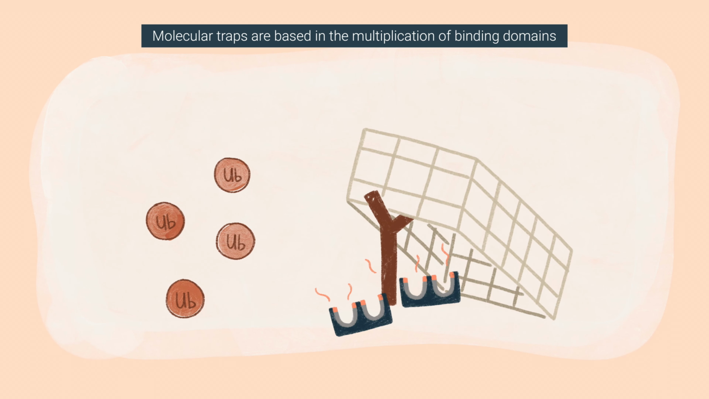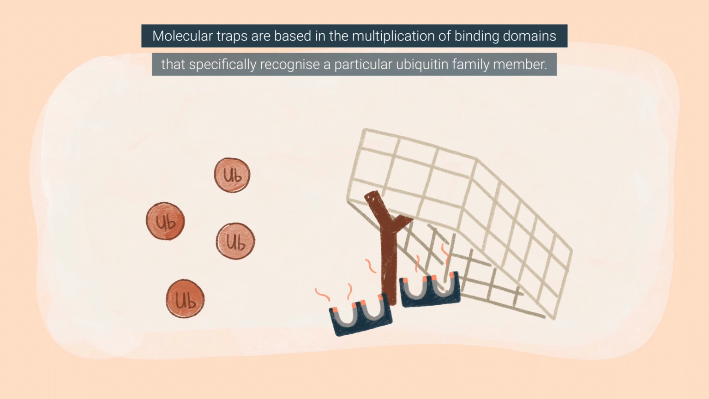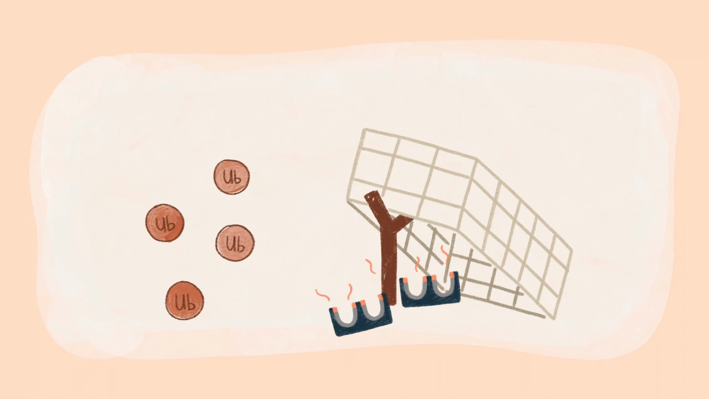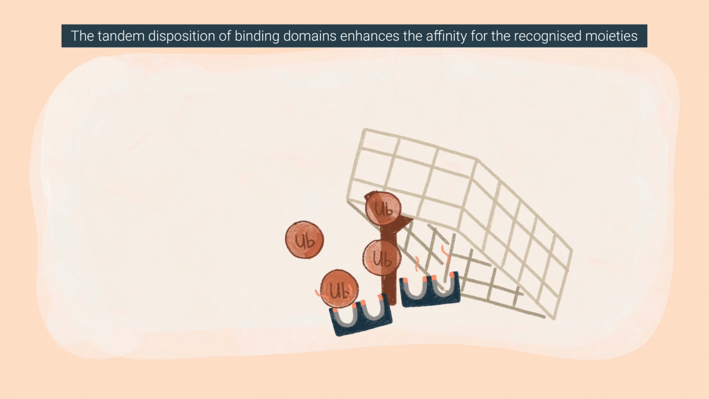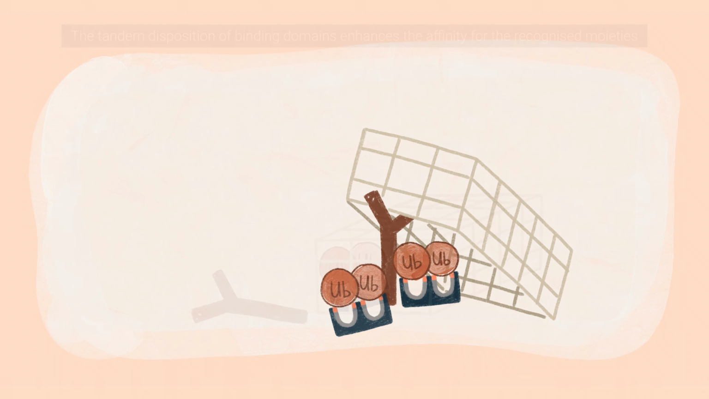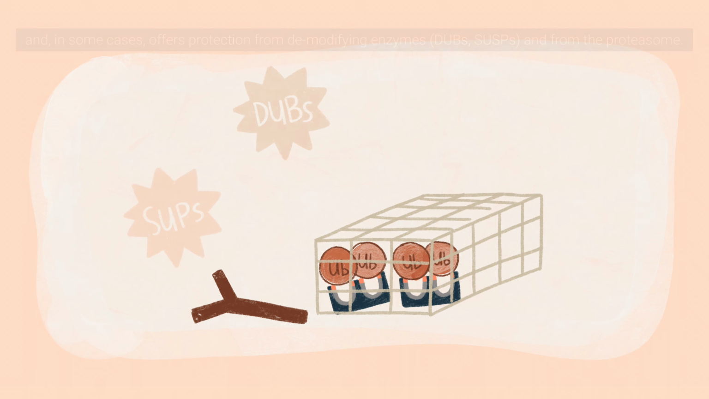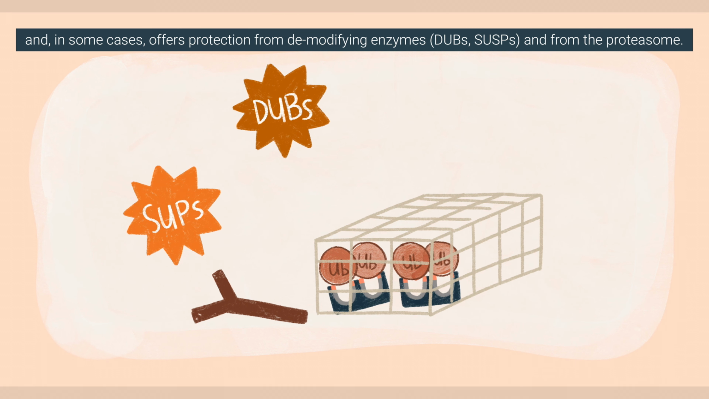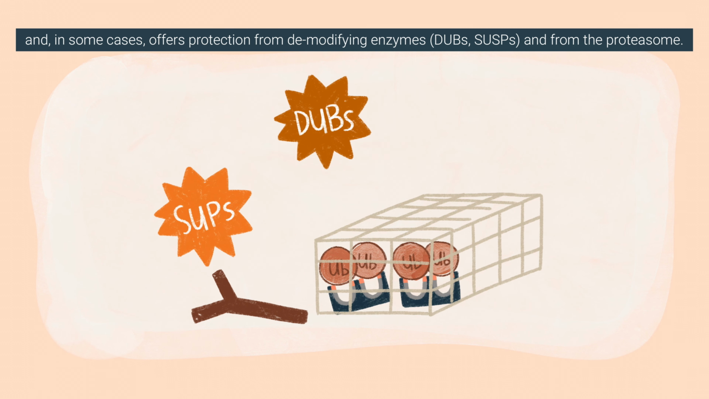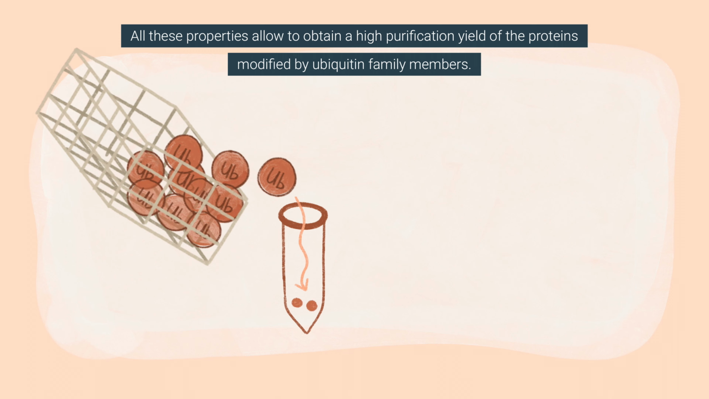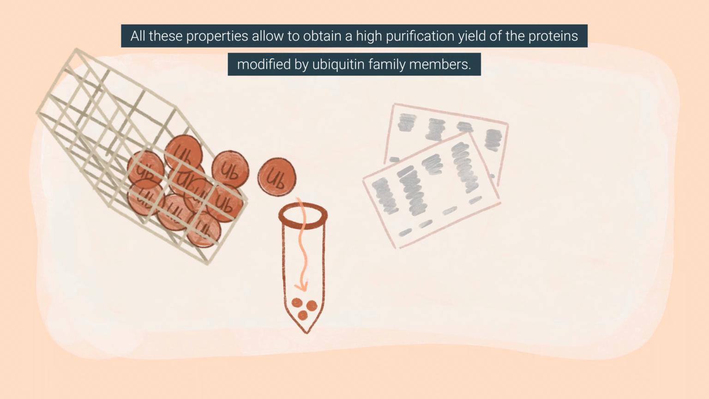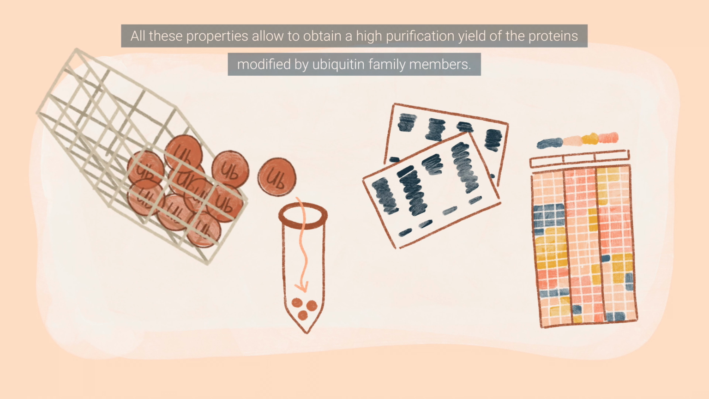Molecular traps are based on the multiplication of binding domains that specifically recognize a particular ubiquitin family member. The tandem disposition of binding domains enhances the affinity for the recognized moieties, and in some cases offers protection from demodifying enzymes and from the proteasome. All these properties allow to obtain a high purification yield of the proteins modified by ubiquitin family members.